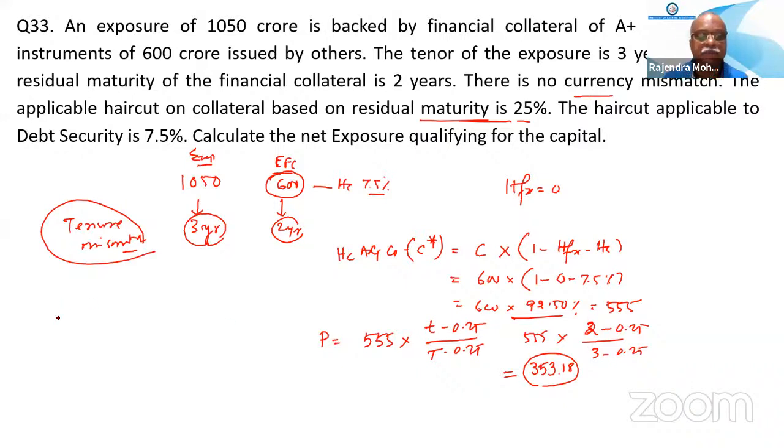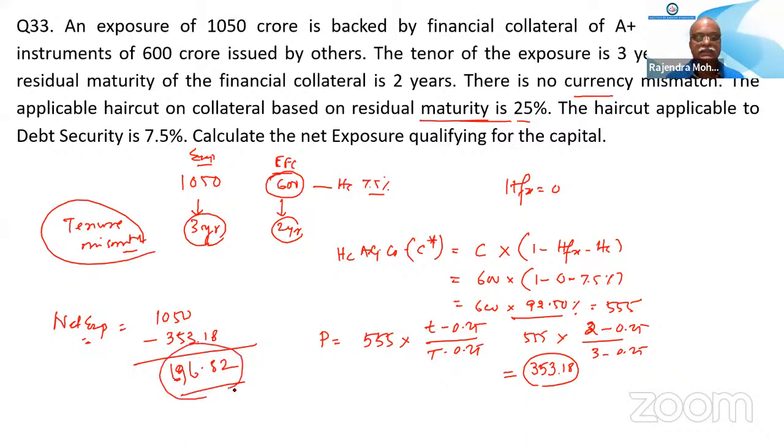So what is the net exposure? Net exposure will be 1050 minus 353.18, which is 696.82. Okay. So this way you have to calculate.